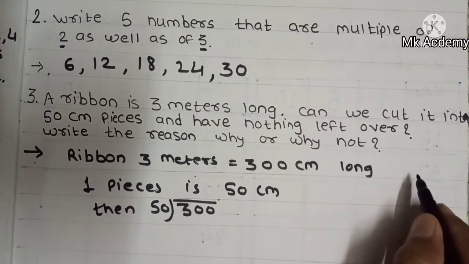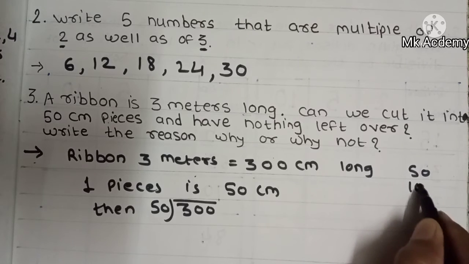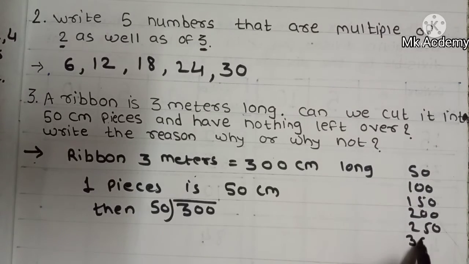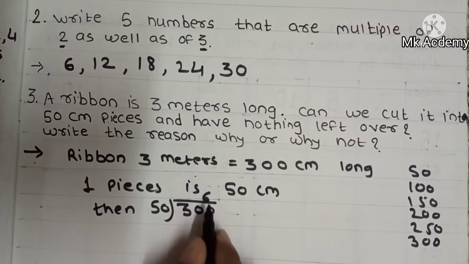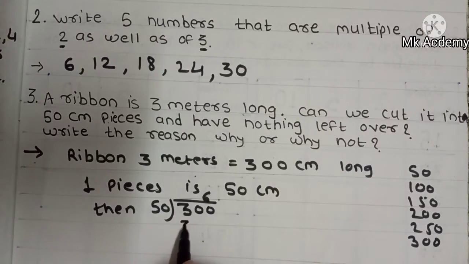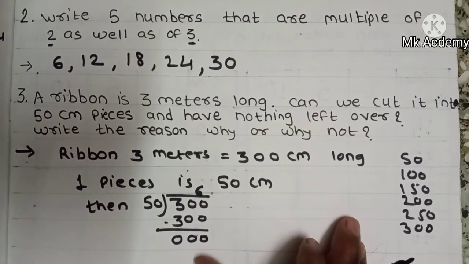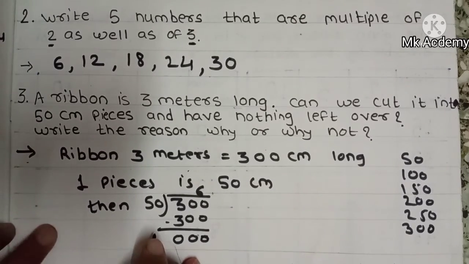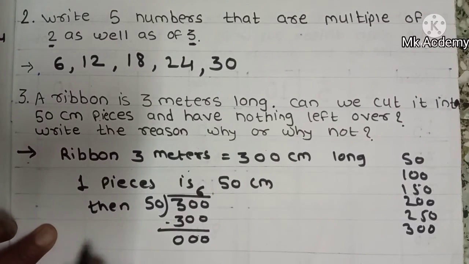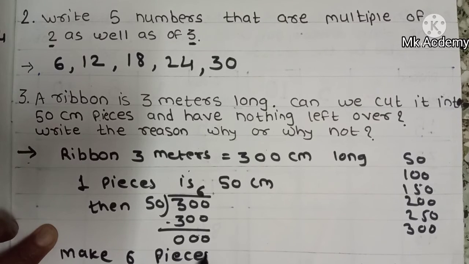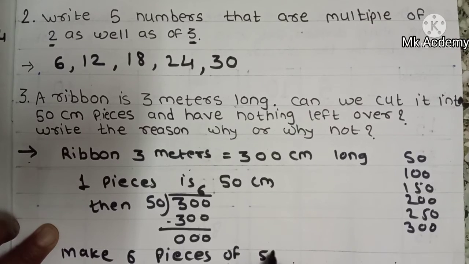Now we can write down the table of 50. 50 times 6 is 300 and the remainder is 0, which means we make 6 pieces. We make 6 pieces of 50 centimeters.